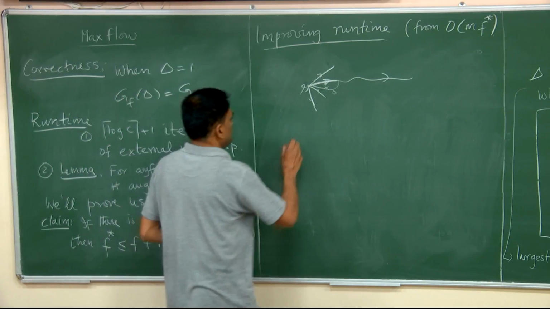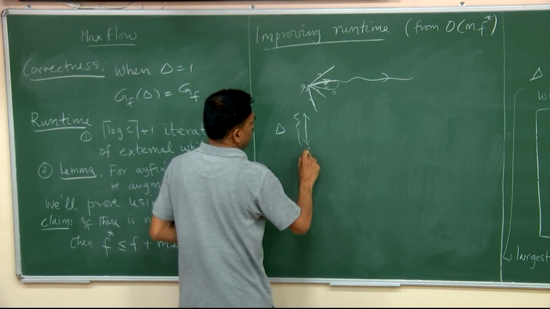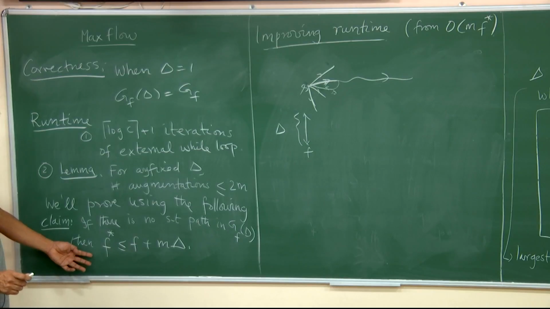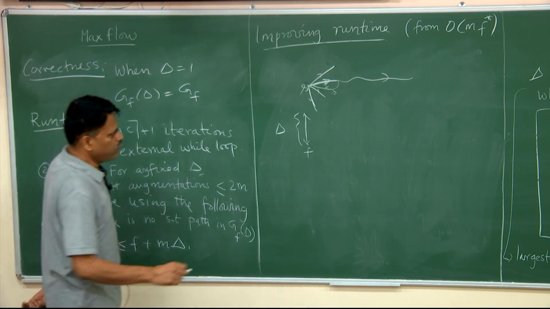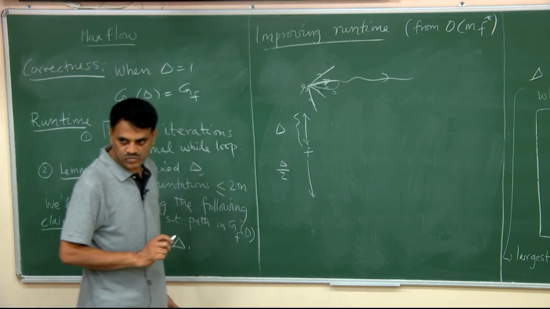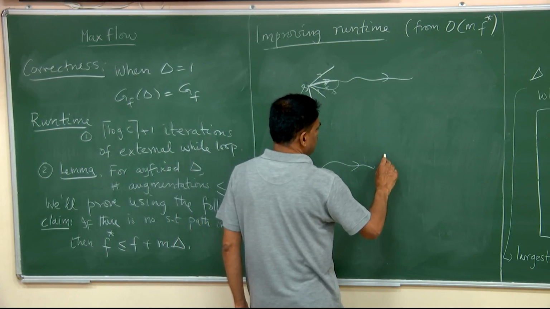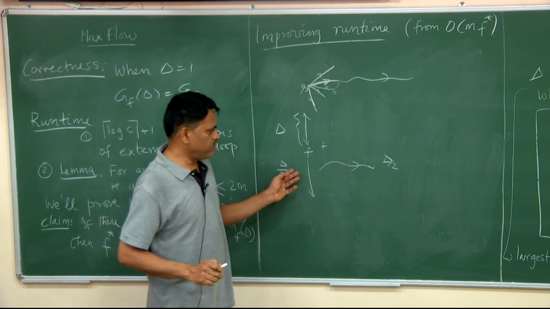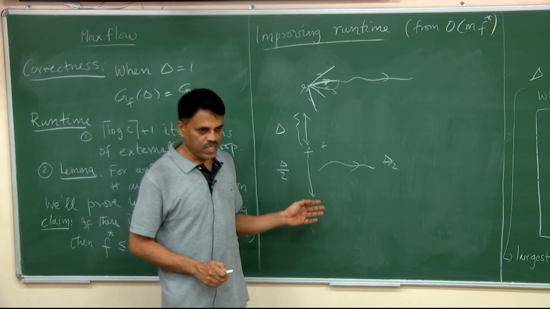Suppose you have a fixed delta and you've done some various augmentations and you have a current flow F. Then we know, if this claim is true, the maximum flow possible is F plus m delta. Now when I come down to the next phase of scaling, my delta will be delta by 2. When I do an augmentation, I am augmenting by delta by 2. So it started off with F, now I augment by delta by 2.